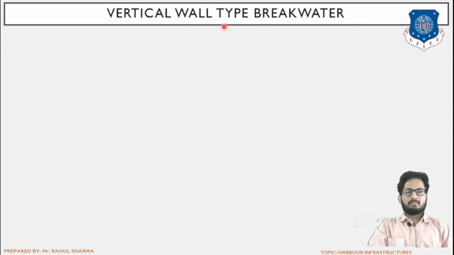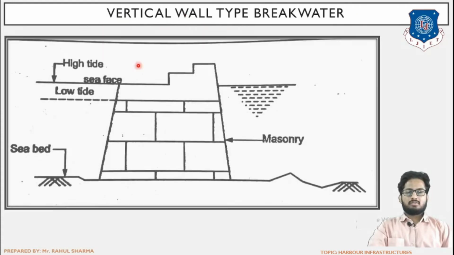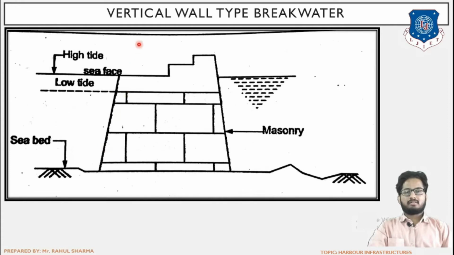Here this is a masonry construction. This is the sketch representing the vertical wall type breakwater. We are already aware that a breakwater is on the circumference or periphery of the harbour. We are aware of its function or use. Now we are studying the various constituents by which that breakwater can be constructed.